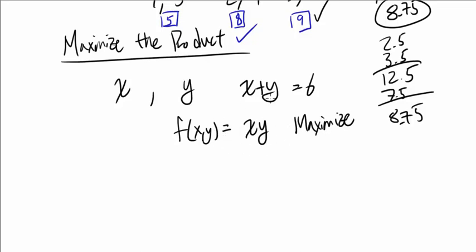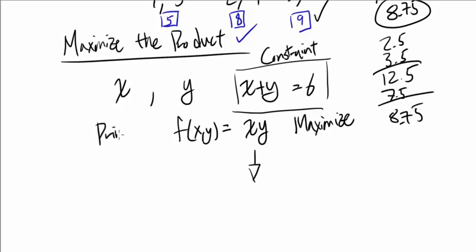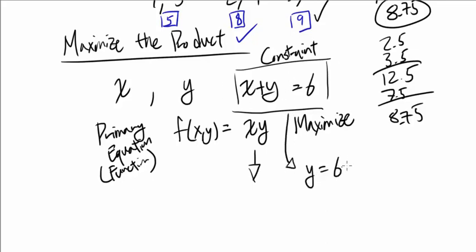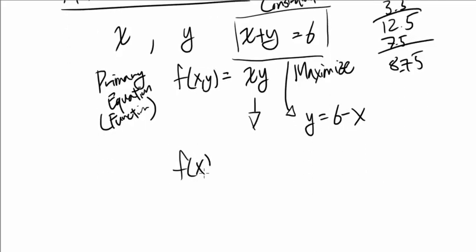But we can simplify this into a function of one variable using the constraint that x plus y is 6. This is the constraint, and this is the primary equation, the primary function that we wish to maximize. So we can use this constraint to reduce the primary equation into a function of one variable, which we can then find the maximum or minimum of. This constraint is telling us that y is equal to 6 minus x, and we can substitute this back into our function to get x times y, or x times 6 minus x.